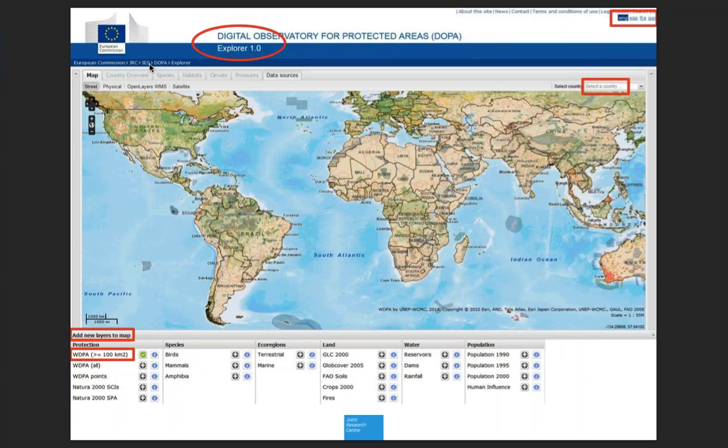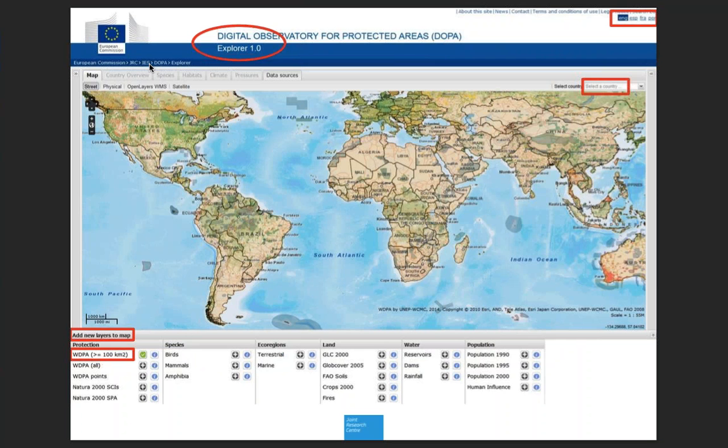So this is what you will basically get if you go to this website. This is basically the starting point from DOPA. Well, this is basically a web-based GIS. What we see in this web-based GIS depends on the user selection.